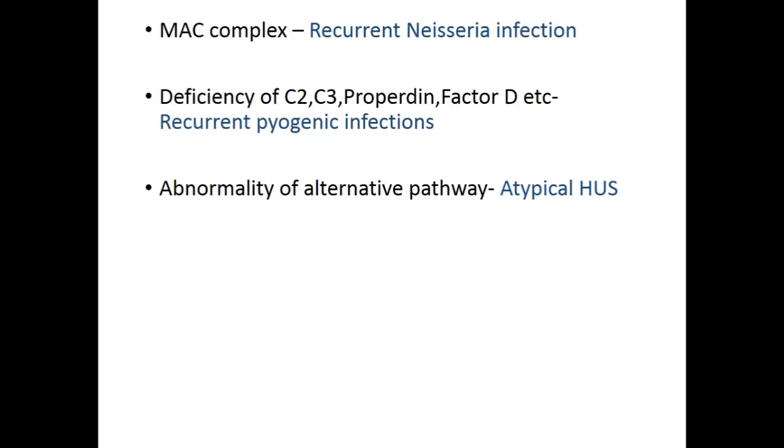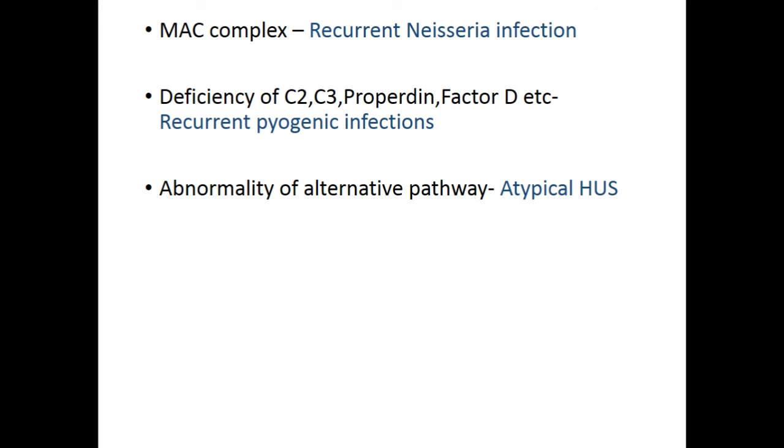Now coming to deficiencies, any defect with the membrane attack complex formation will lead to recurrent Neisserial infections. Then if there is any deficiency of C2, C3, properdin, factor D, etc., there can be recurrent pyogenic infections. And in case of any abnormality of the alternative pathway, we can get atypical HUS, hemolytic uremic syndrome.